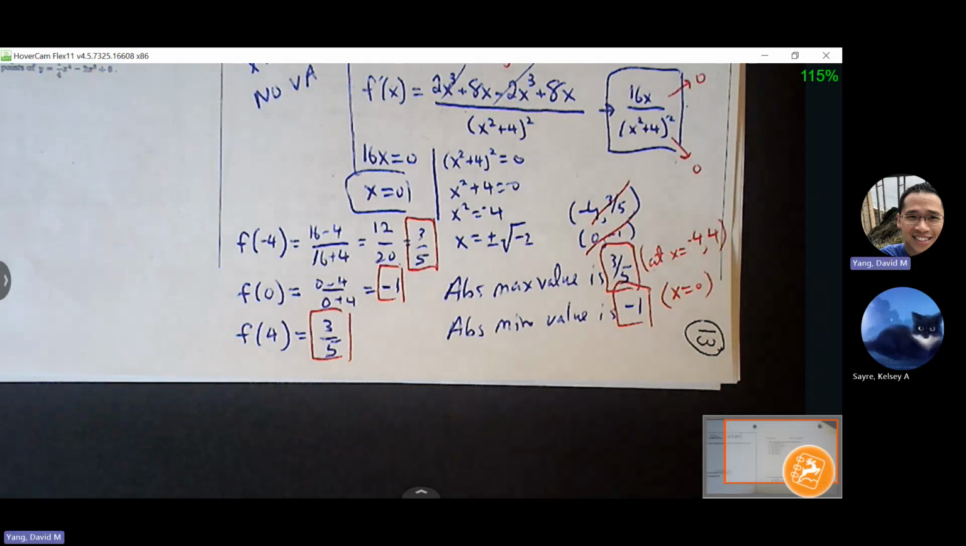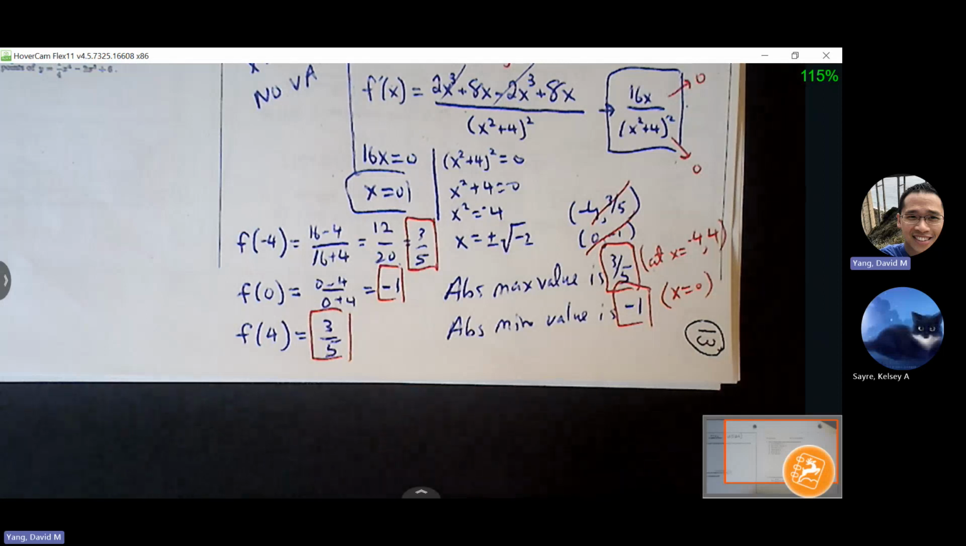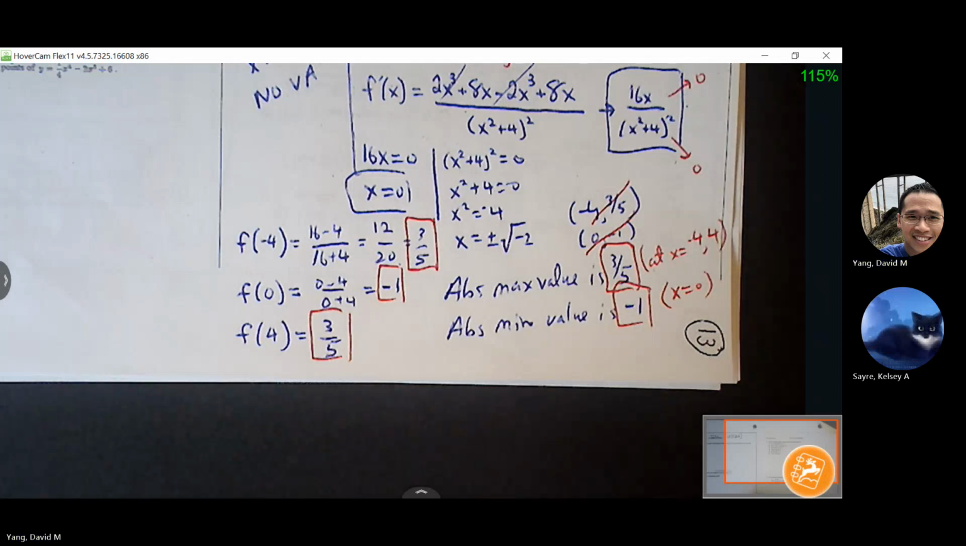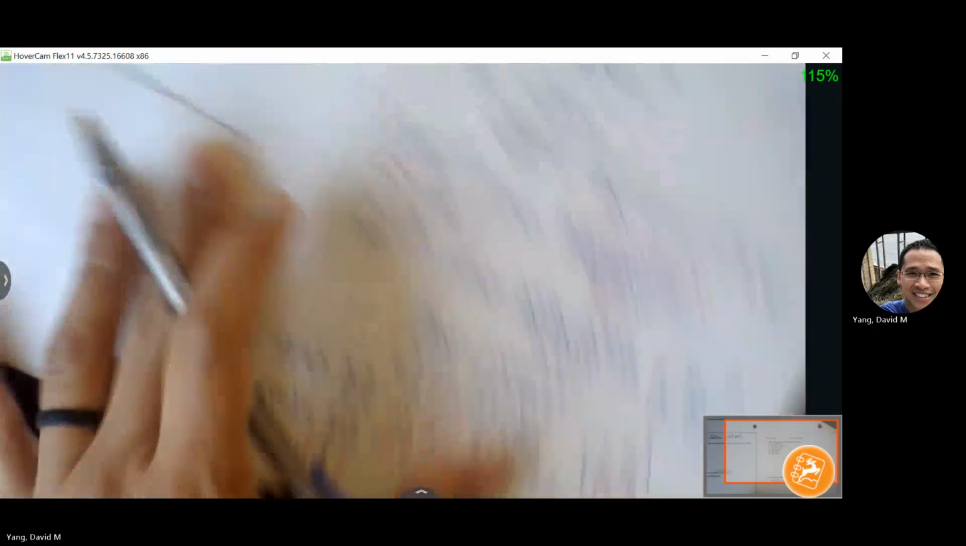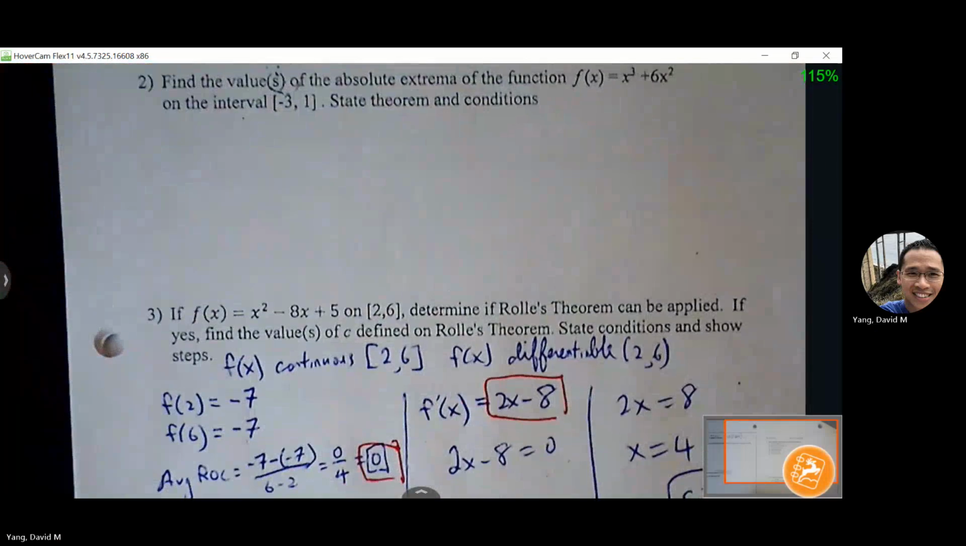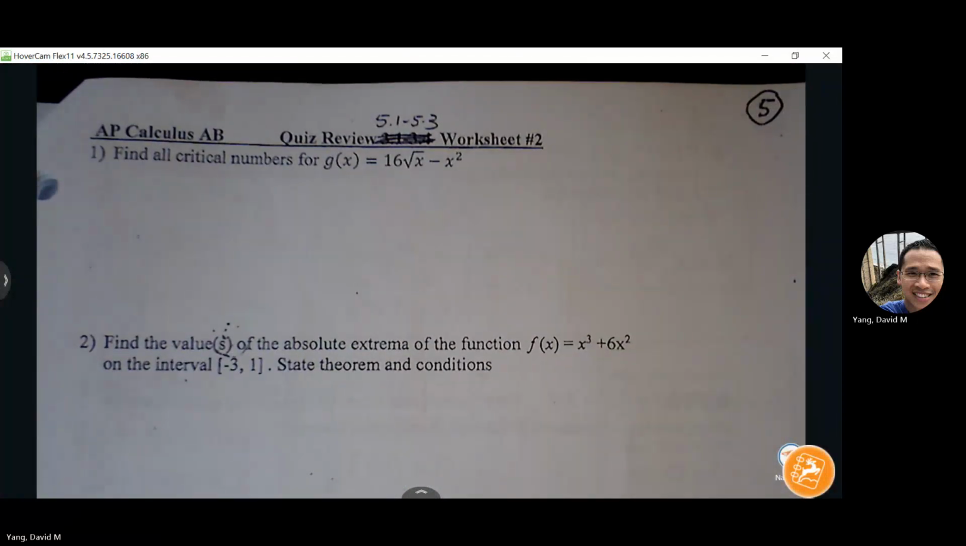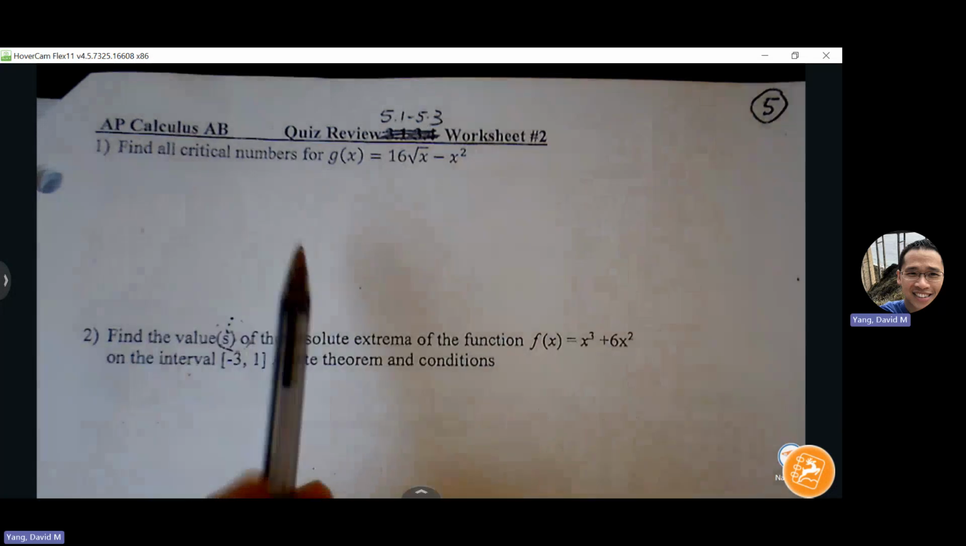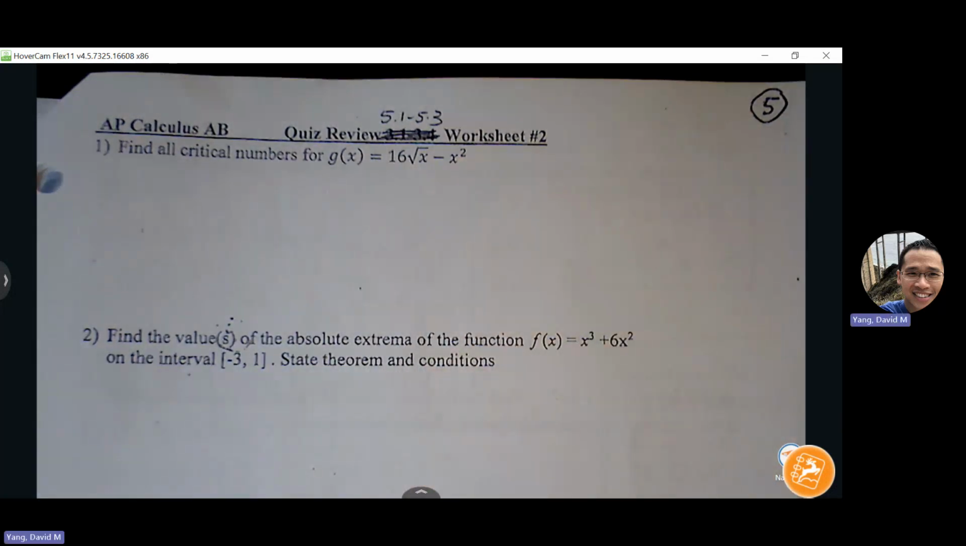Okay, why don't we go back and do some problems from worksheet 2. Any questions with worksheet 4? Okay, worksheet 2, number 1, find critical points. So we just find g prime. And if there's a numerator and denominator, then we'll have to set both numerator and denominator equal to 0 separately, right?